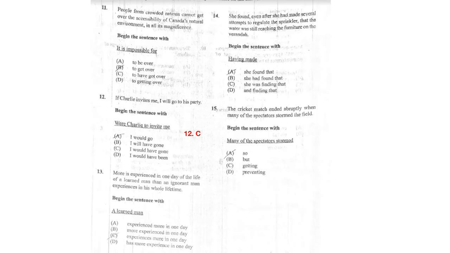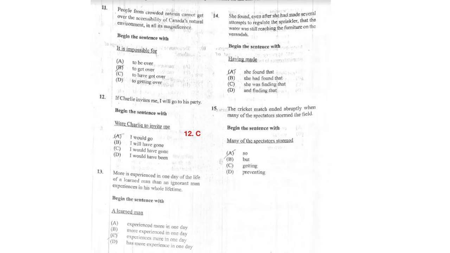Were Charlie to invite me, I would have gone, in a perfect aspect of it. I would have gone to his party. So the answer there would have been C. Were Charlie to invite me, I would have gone to his party. C. 12C.